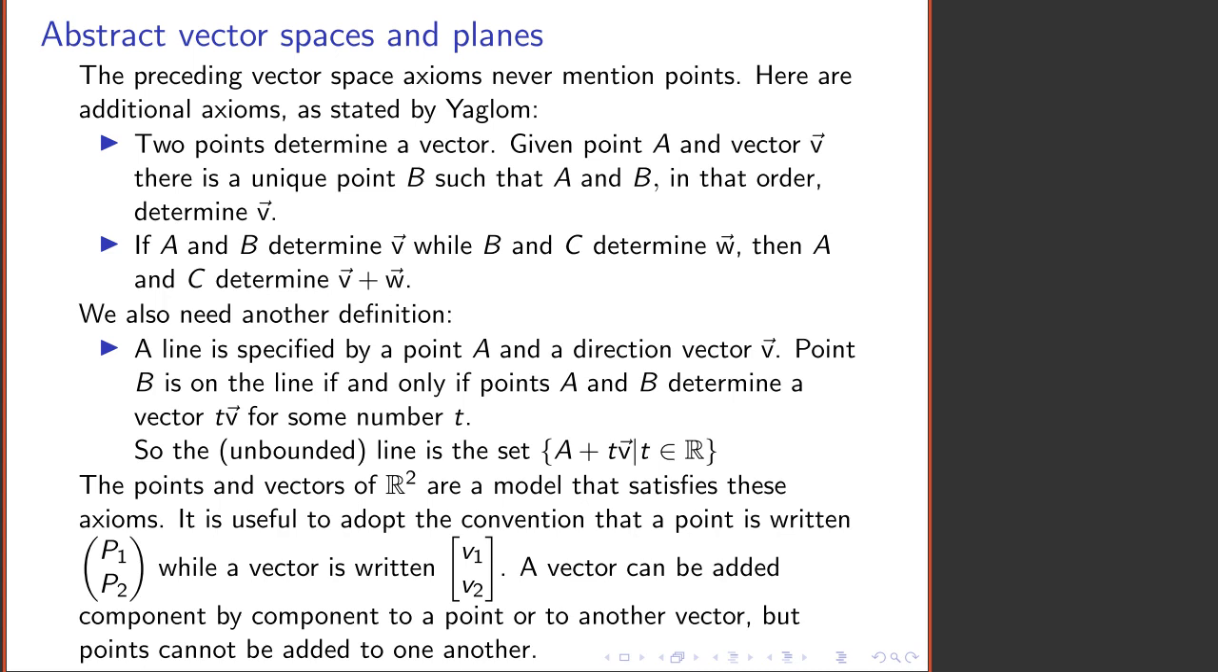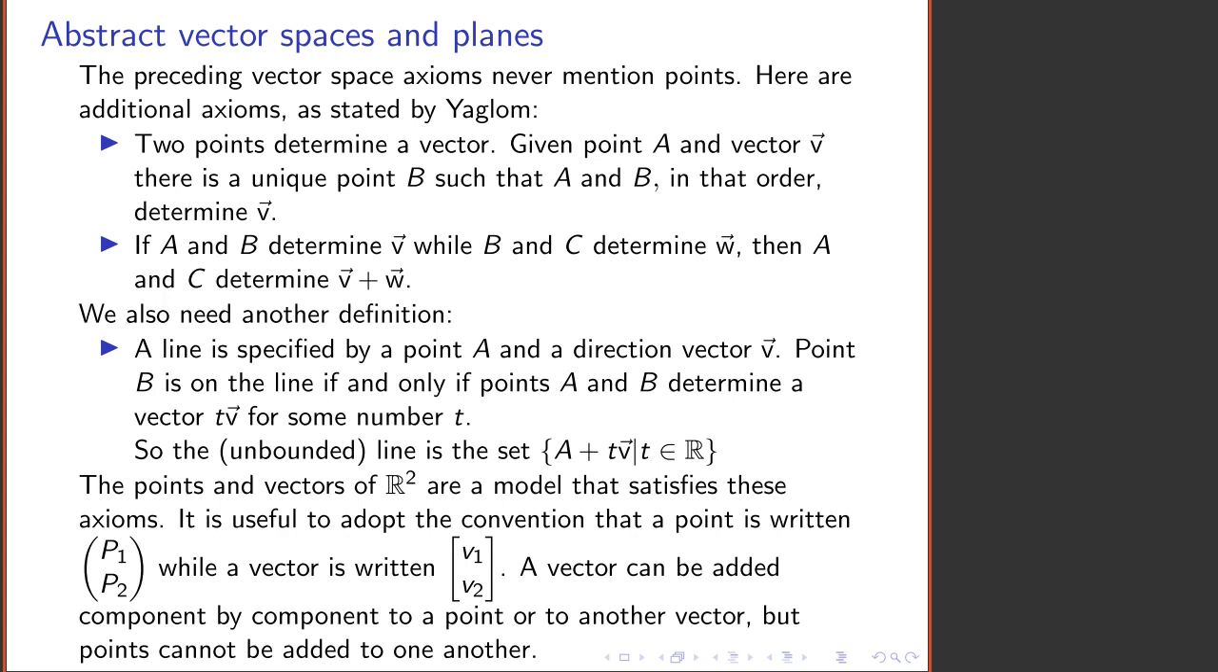Well, we don't have geometry yet because we don't have points. So in order to introduce points into this axiom system, I'm going to state two additional axioms. And the place I learned about these was in a lovely little paperback written by the great Russian mathematician Yaglom for high school students in Moscow.